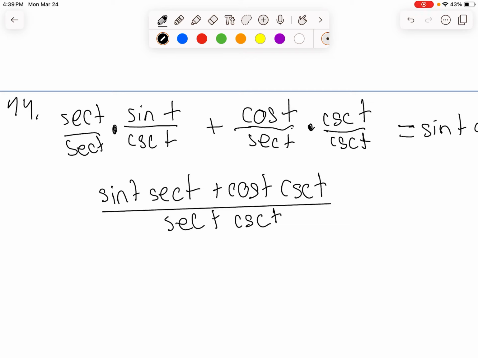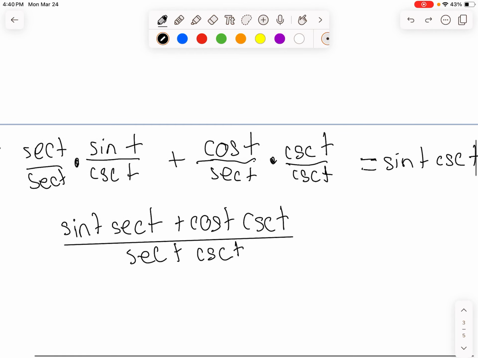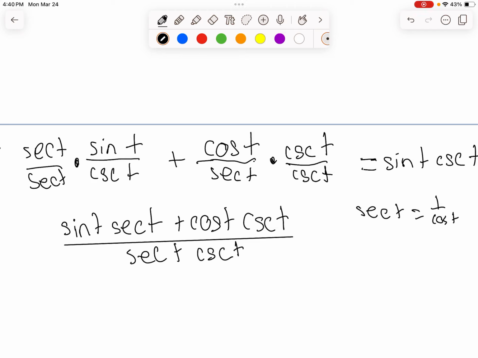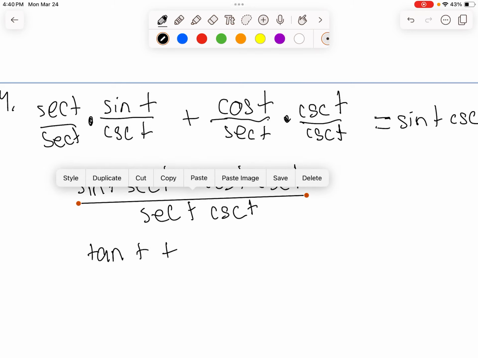Now these particular functions have a special property. When you multiply sine by secant, you get tangent. And why is that? Simply because secant of t equals 1 over cosine t. So sine times 1 over cosine t will get you sine over cosine, and that gives you just tangent. The same applies to these two, where you'll get cotangent instead, because cosine's on top and sine is on the bottom. So, rewriting that, we'll get tangent t plus cotangent t.